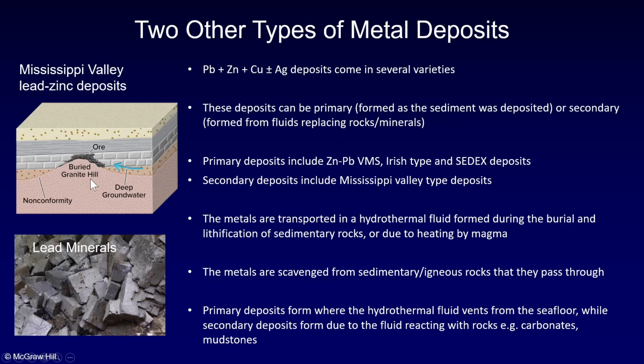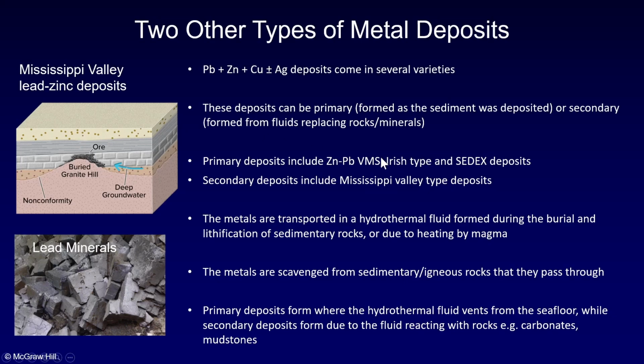And remember, the mineralization is going to be hosted in sedimentary rocks. So your lead zinc deposits can either be formed at the same time as the sediments, or they can be secondary. They can form after the sediments have turned into rocks. So primary deposits include lead zinc volcanogenic massive sulfide deposits, a group of deposits called the Irish type deposits, and a group of deposits called SEDEX deposits, and that stands for sedimentary exhalative deposits.